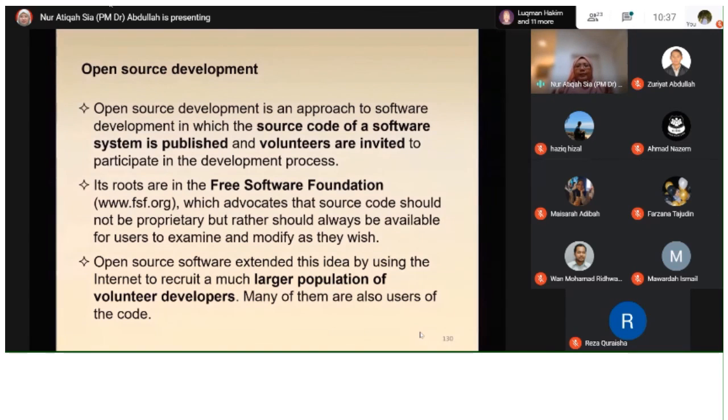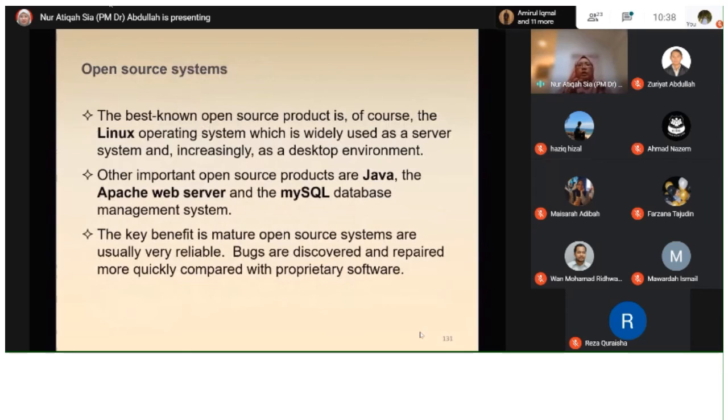Why? Because the logic behind it is that it has a large population of volunteer developers contributing to the codes and making extensions to the code and so on. That's why most software houses want to cut down cost. That's why just now dia pun mention PHP, MySQL, Java dan sebagainya. So these are the things that we call open source and you can use it. Java, so Apache website dengan MySQL, PHP dan sebagainya.